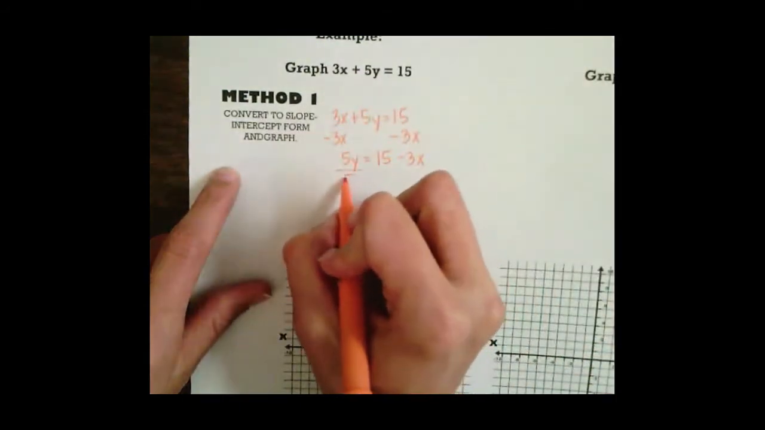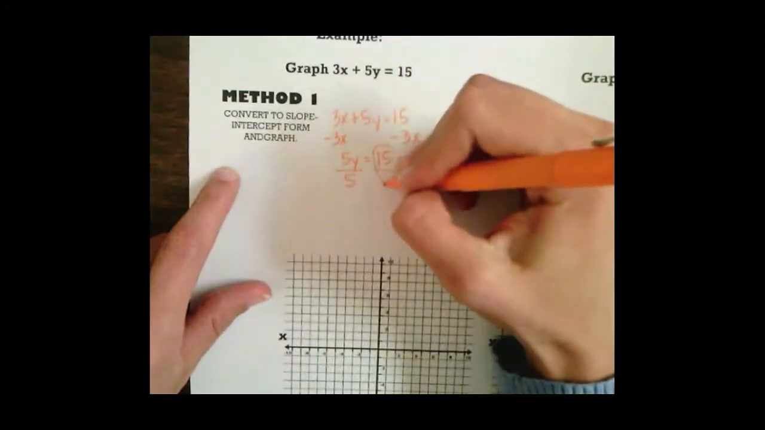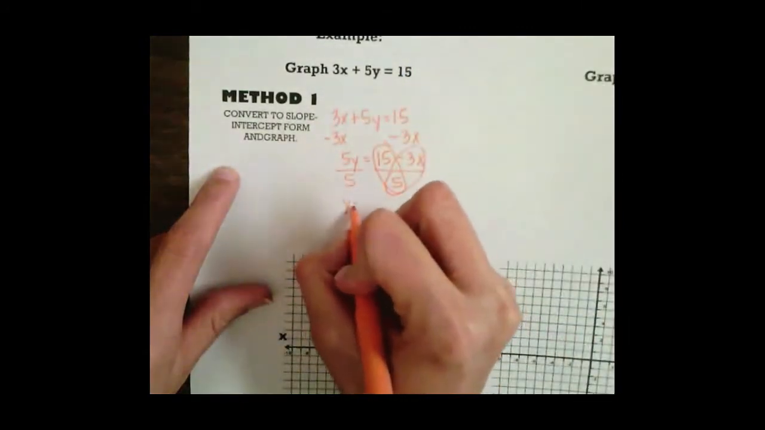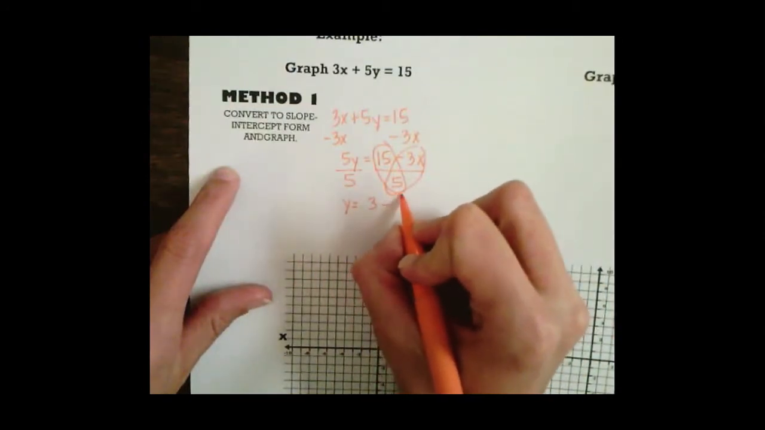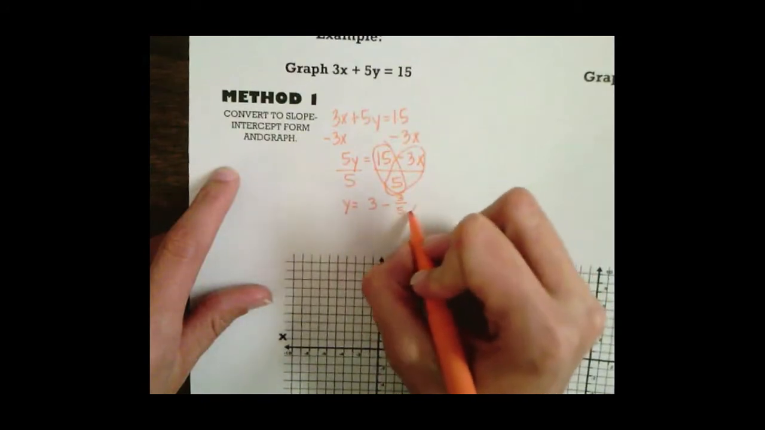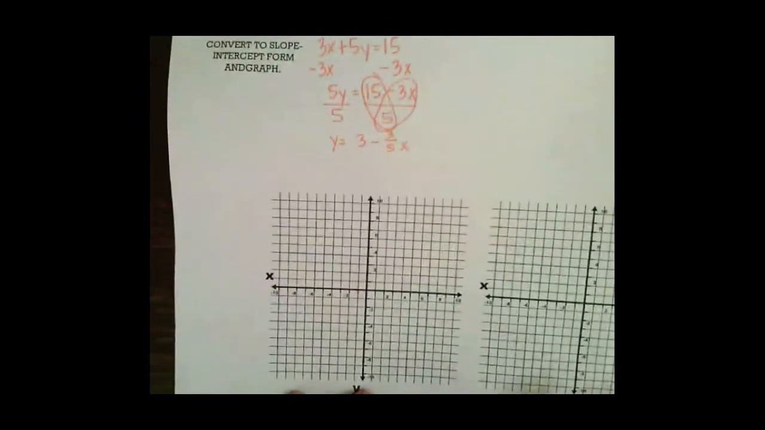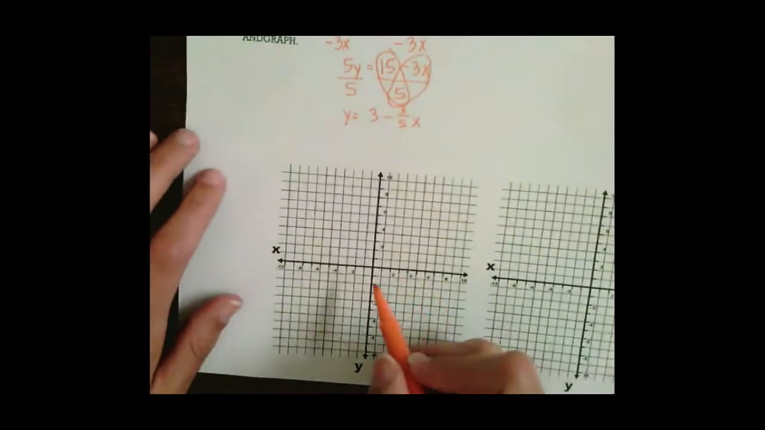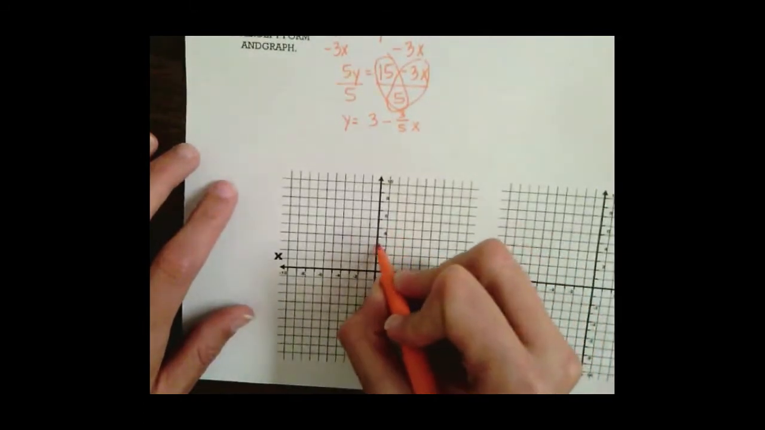You're going to divide both sides by 5. So you're going to have y equals 3 minus 3/5 x. Okay, so now we need to be able to graph. So your y-intercept is going to be a positive 3. So you're going to put a dot at positive 3.